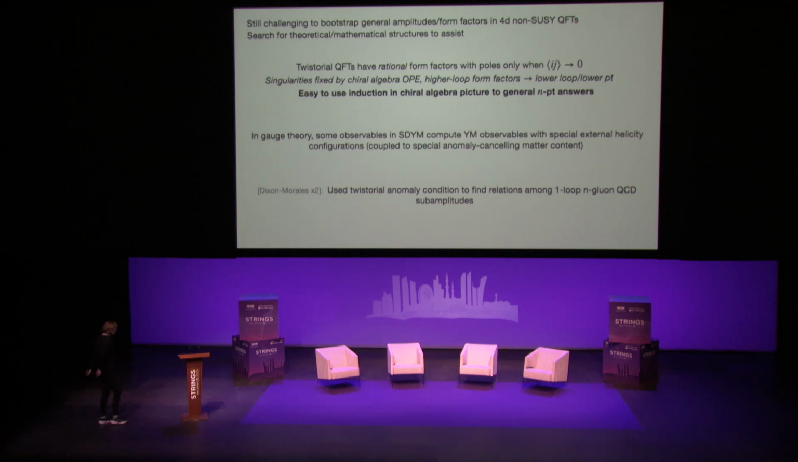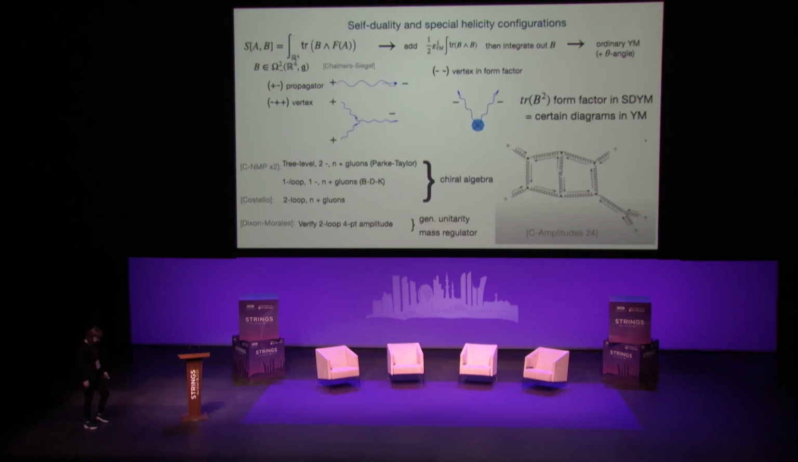And let me also briefly just mention that there's a nice recent paper by Lance Dixon and Anthony Morales, who used these twistorial anomaly cancellation conditions that I was just telling you about, and they actually found some new relationships among one-loop all-plus gluon QCD color stripped amplitudes, so the kinematic dependence of some one-loop amplitudes. So it does indeed seem that really paying attention to some of these twistorial constructions might perhaps be more useful to give us other more general lessons. Certainly that's my hope, and I think this is a nice preliminary example.